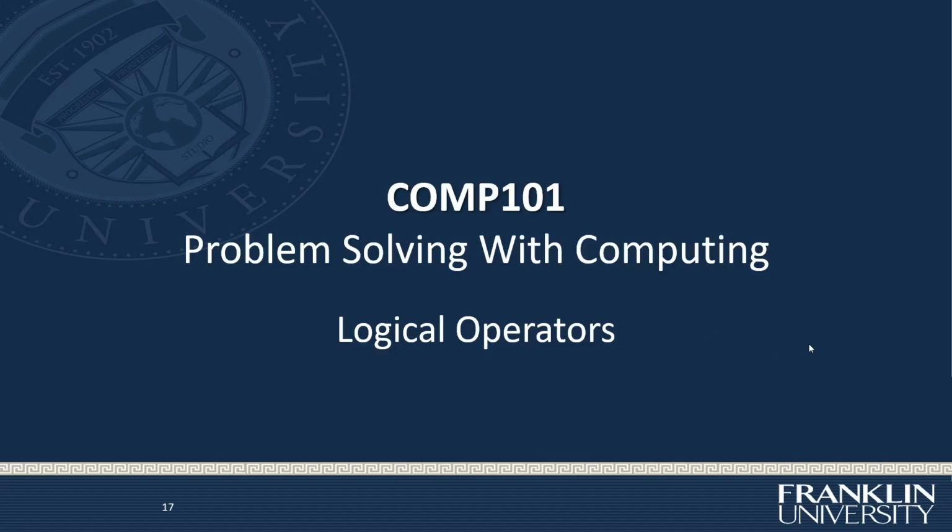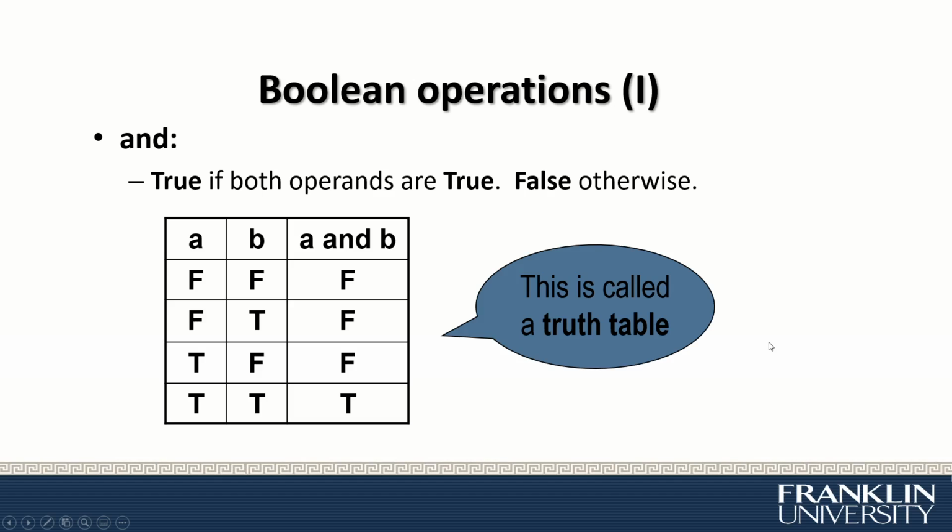In this lecture, I am going to talk about the logical operators. There are three logical operators in Python. They are AND, OR, NOT. The AND is very similar to how we use AND in English. It returns true if both operands are true. A and B returns true if both A and B are true, false otherwise.